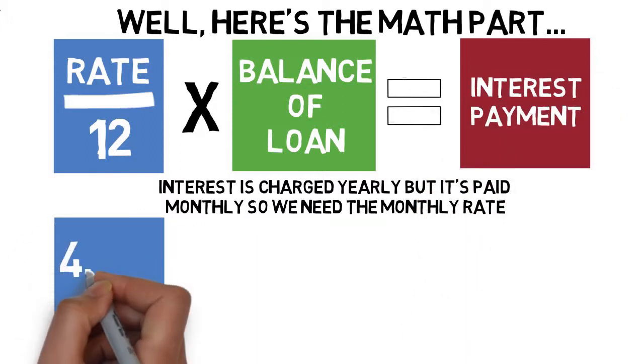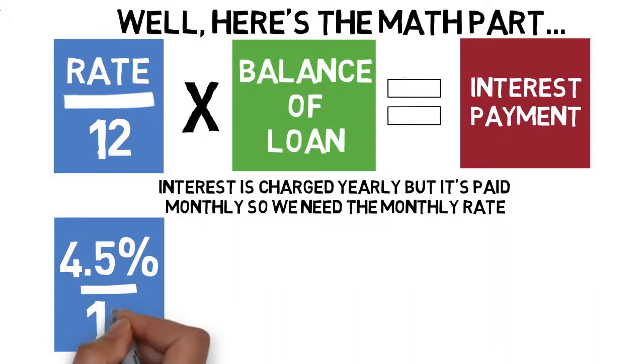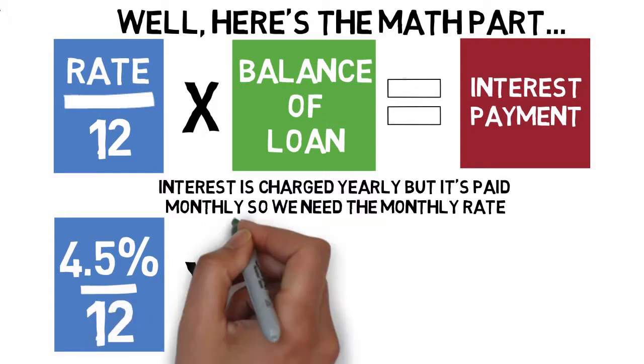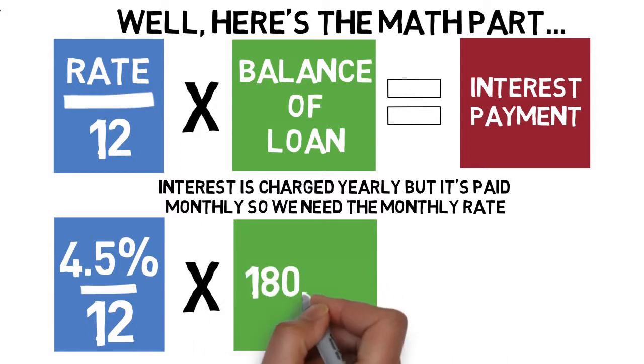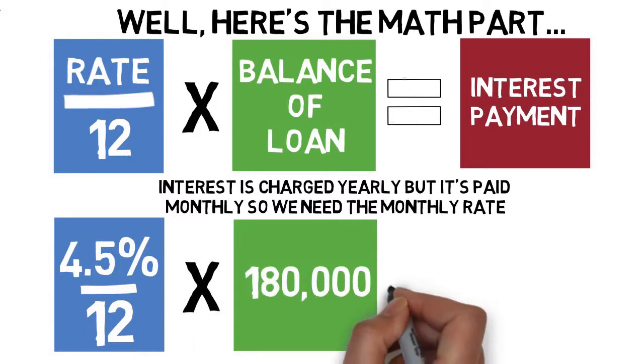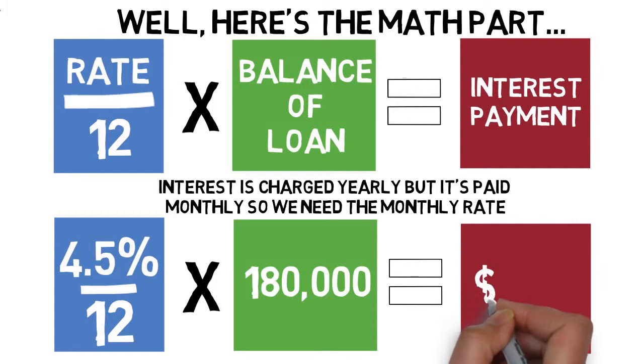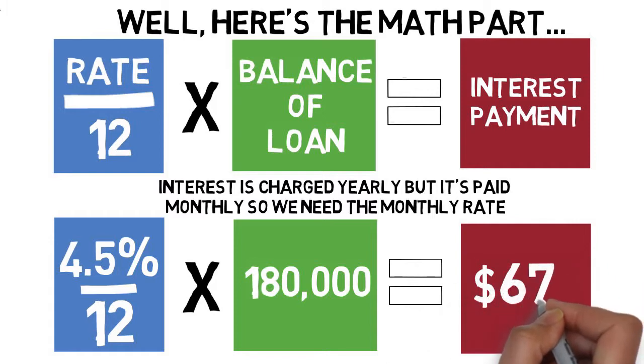Let's do an example. 4.5% divided by 12 is 0.00375. Then let's multiply that by, say, 180,000, our pretend balance. That month, the borrower will be paying $675 in interest. Then they'll pay a little on the principal, and the next month they'll pay a little less in interest. That whole process is covered in depth in our amortization video if you're interested, which we'll link at the end.